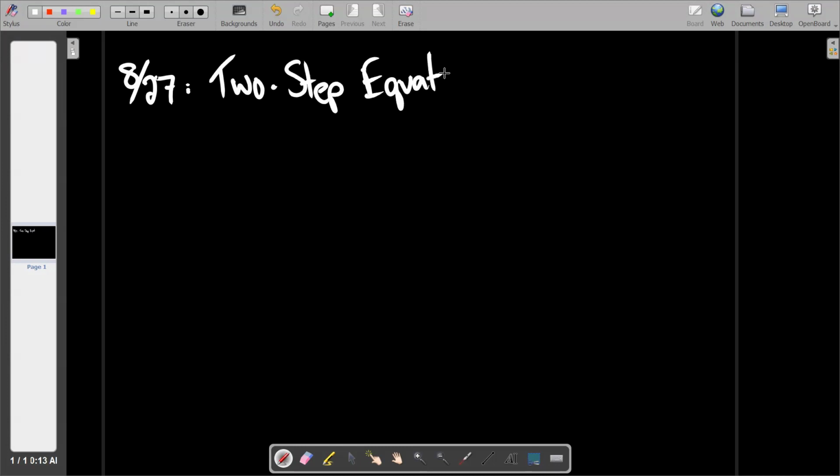We will get to 3 and 4 and 5 and maybe 6-step equations eventually in the next week or so. But for now, these are all cut from a very similar cloth. 2-step equations will look like this.